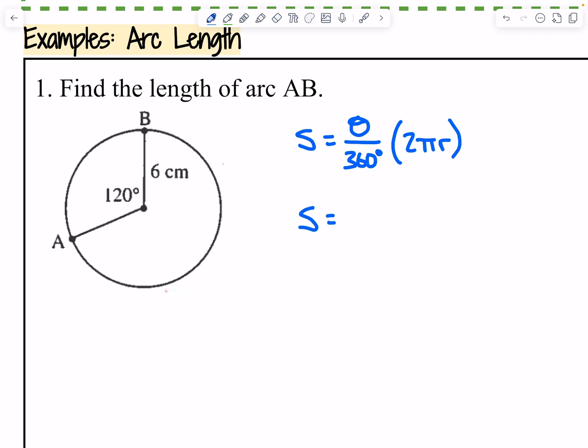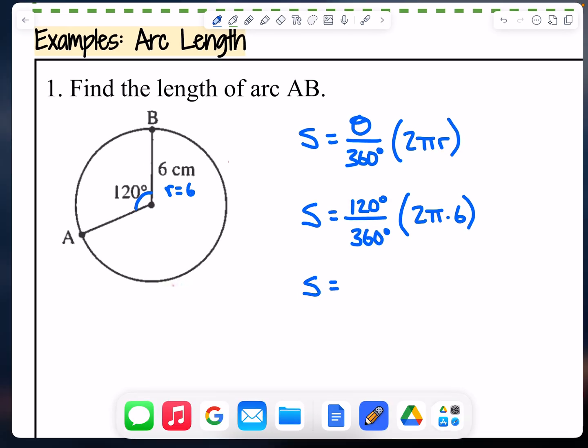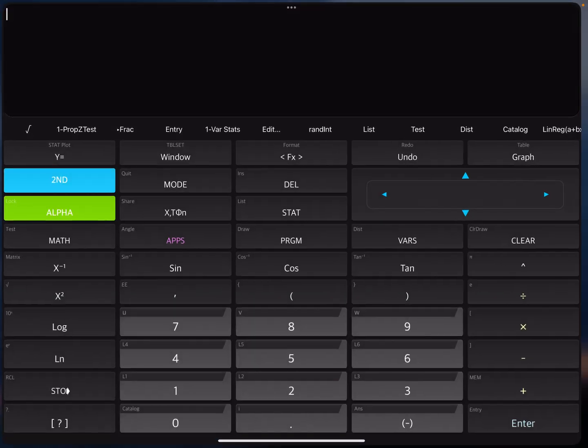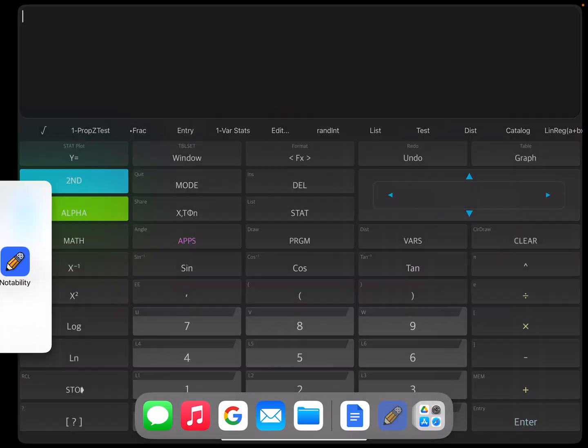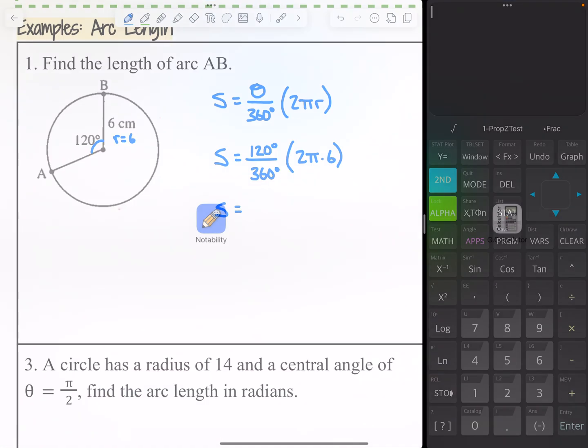So then let's use theta is 120 degrees, because that's our central angle that we were given, divided by 360, and then we just have to multiply that by 2 pi times the radius, and they've given us the radius is just the 6 centimeters. So from there, we just have to simplify it. You could type it in the calculator to simplify it. Let me show you. You can type in your calculator everything and just get a decimal.